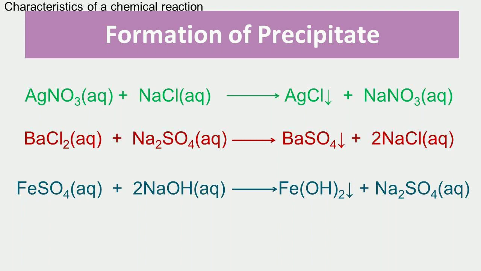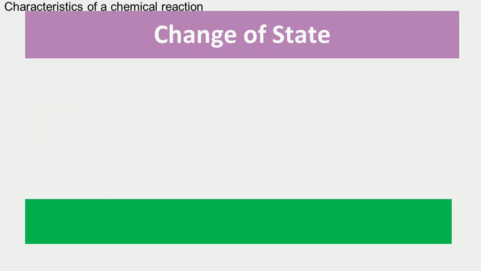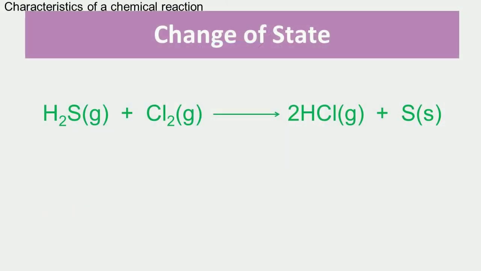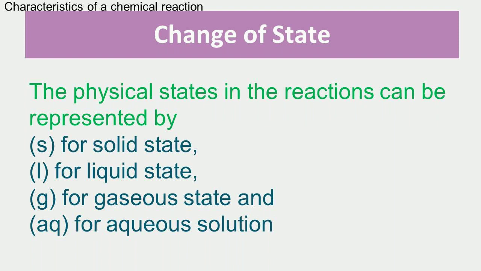In many reactions, a change of state is also observed. For example, during electrolysis of water, liquid water is converted into hydrogen gas and oxygen gas. Also, when hydrogen sulfide gas reacts with chlorine gas, it produces hydrogen chloride in gaseous state and sulfur in solid state. The physical states in the reactions can be represented by S for solid state, L for liquid state, G for gaseous state, and AQ for aqueous solution.